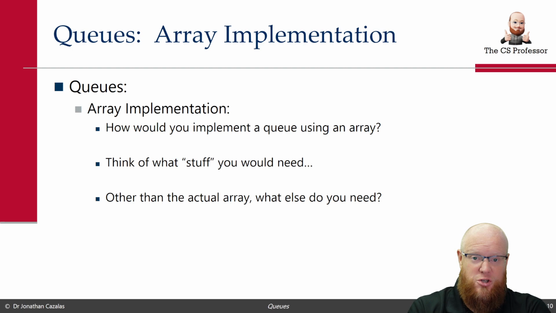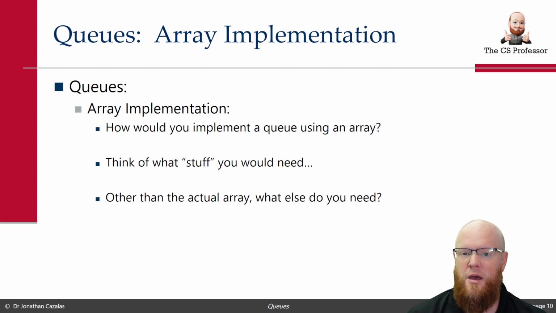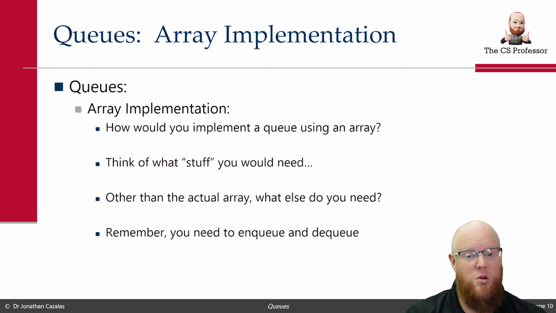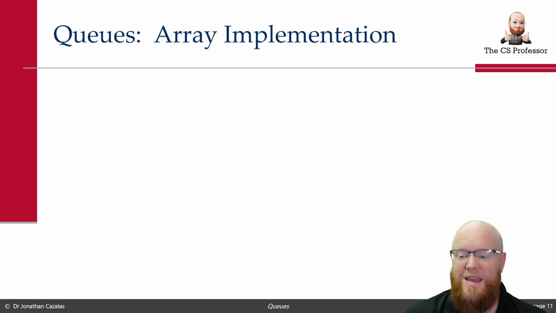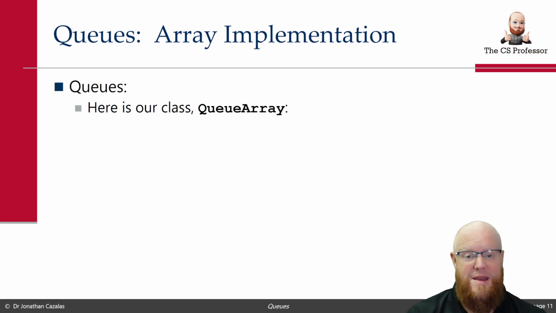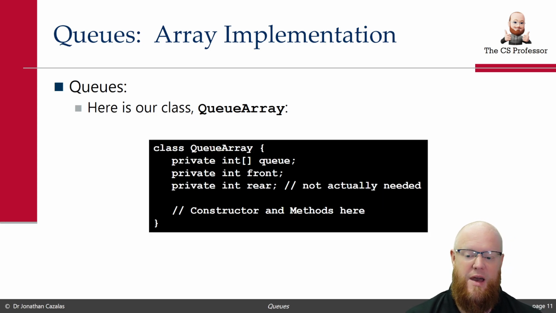Of course, we need the actual array. I said you look under the hood, you're going to see an array. But what else do you need? In order to support that enqueue operation and that dequeue operation, we mentioned that you need to know where is the front and where is the back. So we're going to need to have two variables called front and back, just simply storing the index of where that front item is going to be housed or found and where that rear or that back item is going to be found.